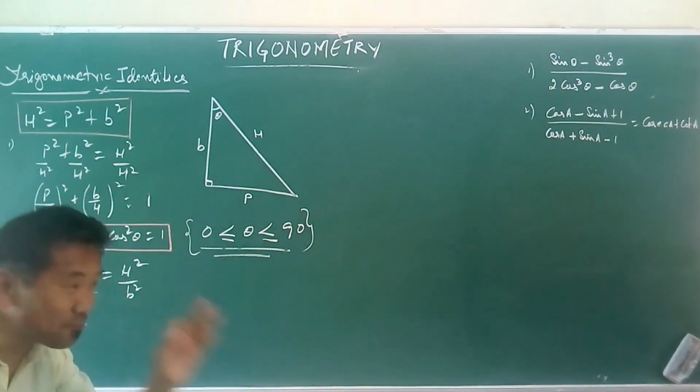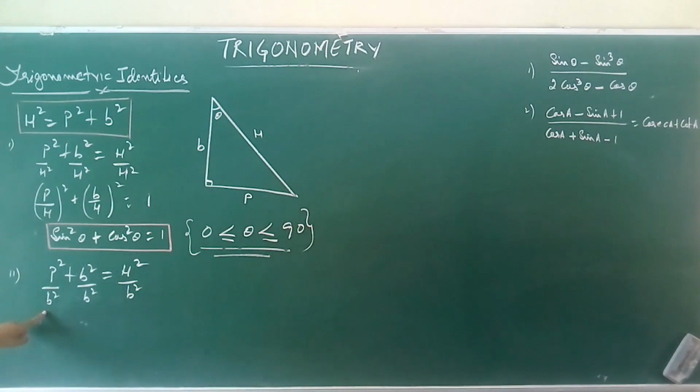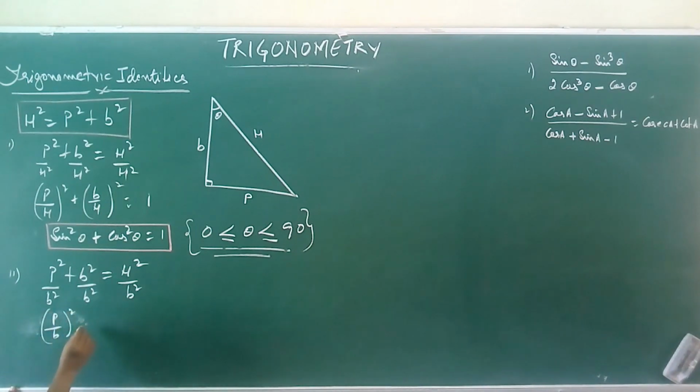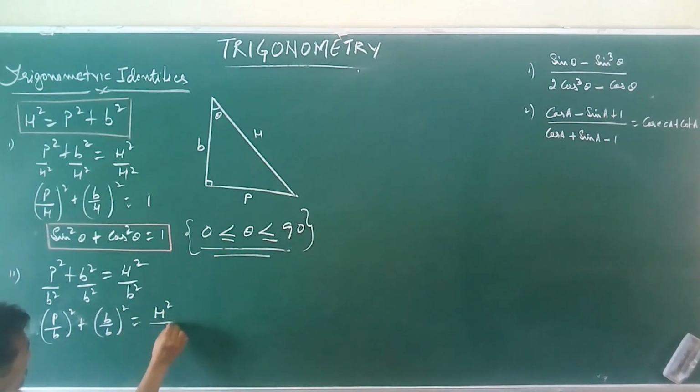The trigonometric ratio will give p by b. Remember this, p by b, that gives tangent. Tangent square, or you can write it like this: p by b whole square, and here b and b we can cancel, b by b whole square, which is equal to h square, h by b square.